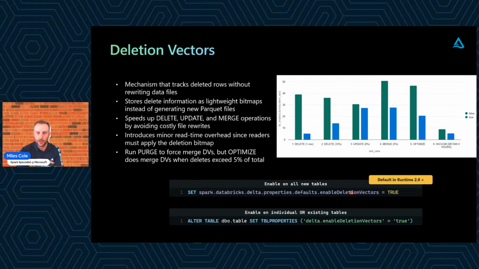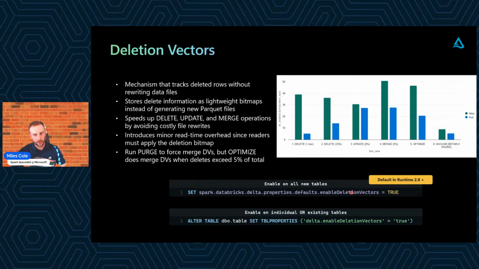So deletion vectors, very excited to say this is now enabled by default in Runtime 2.0. This makes deletes a lot faster, updates faster, merges faster, because we effectively switch from what's known as copy on write, where because Parquet files are immutable, in the old mode, if you were to delete one record from a billion row file in Spark, you would end up rewriting 999 million-plus rows of records just to delete one row.